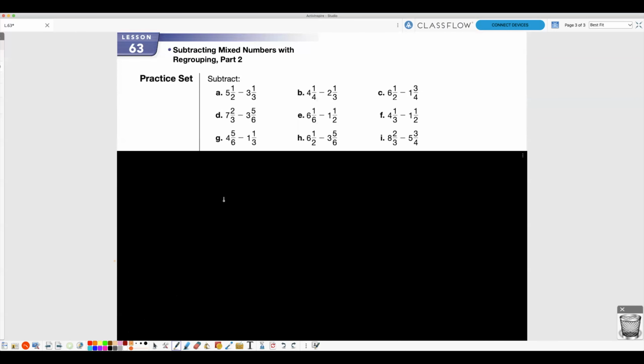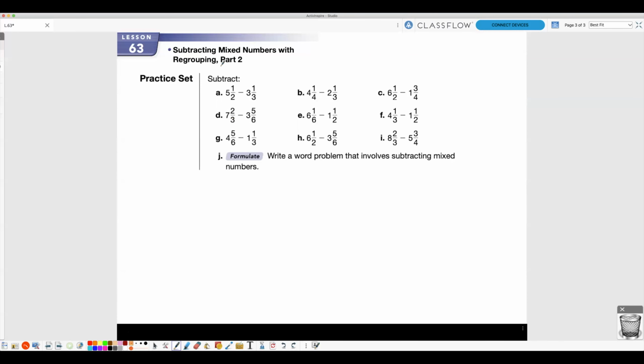All right, let's try some of these. Letter A, 5 1/2 minus 3 1/3. I'm going to give you guys a freebie because there weren't very many practice problems in this. Because of that, let me do letter A for you. If you get letter A wrong, then you need to rethink and re-listen.